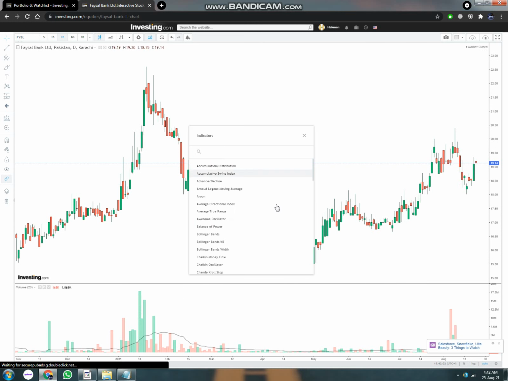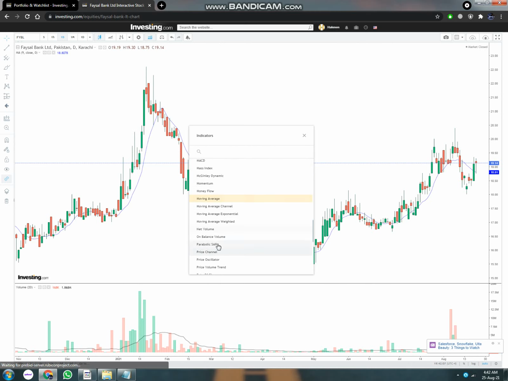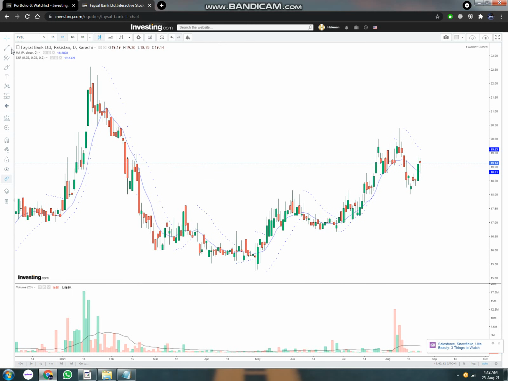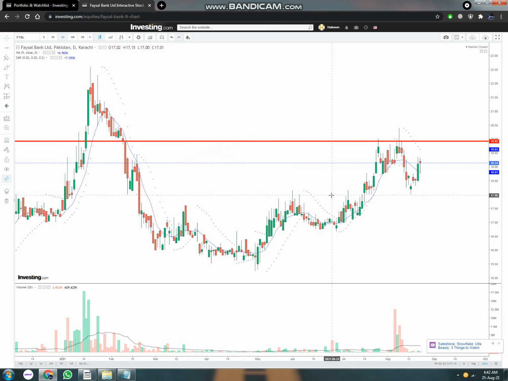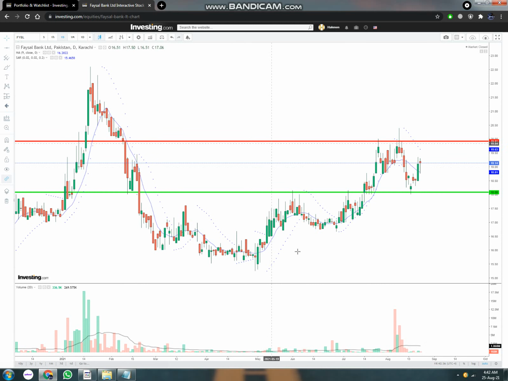As an example, I'm going to use moving average and parabolic SAR. That's it, no more than this. And this is my strong resistance level, and this is a strong support level. Most often I use this in my charts, not more than these. You can see how simple and clear it is.